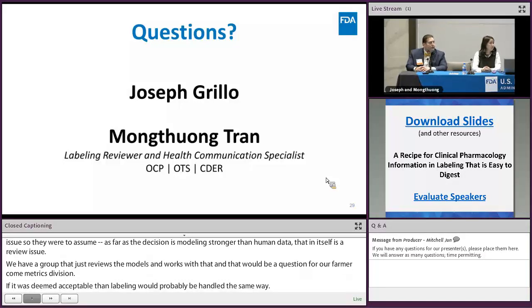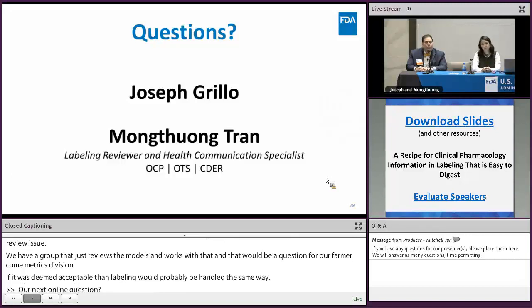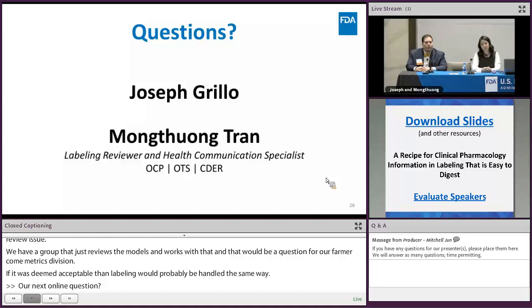Okay, our next online question, please. For older drugs that are very strong or potent cytochrome P450-3A inhibitors that are well known to cause clinically significant interactions, what is the expectation from the agency to continuously add new drugs that are approved each year that would potentially interact with strong cytochrome P450-3A inhibitors if the USPI already has a broad statement?